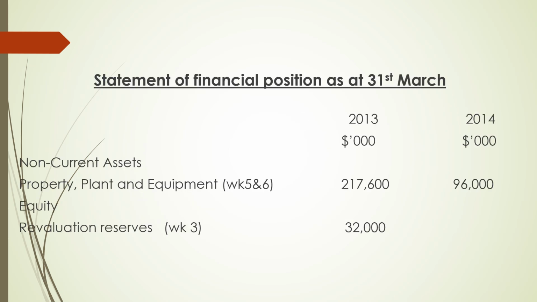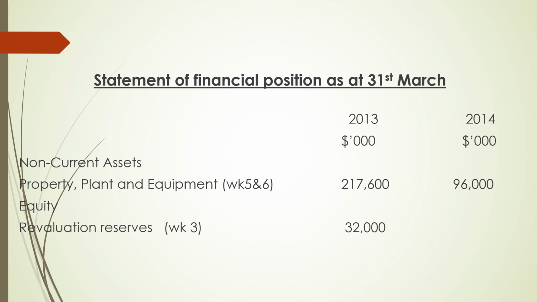So now the statement of financial position has 31st March for 2013 and 2014. The carrying amount for property, plant, and equipment at 2013, so you can refer to workings 5 and 6, was valued at $217,600, and then in 2014 these were valued at $96,000. Remember, in 2014 item B was no longer in use, we had disposed of it.